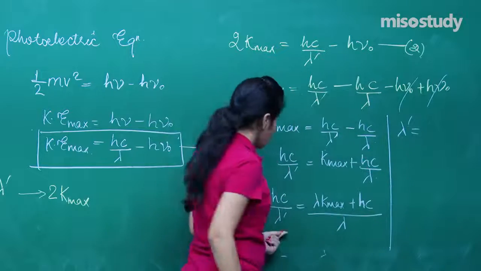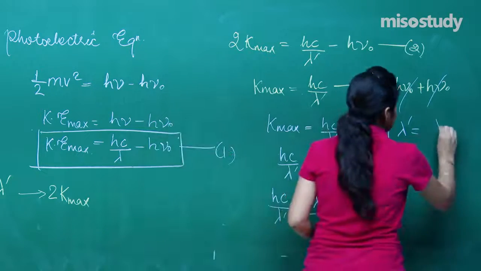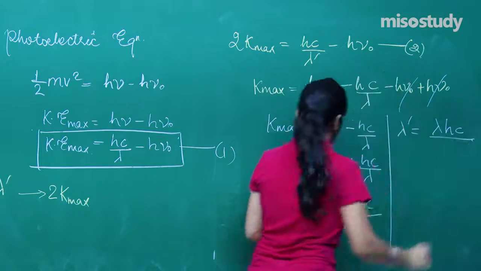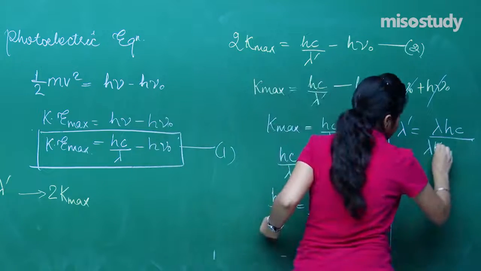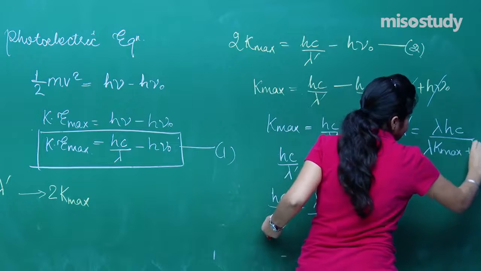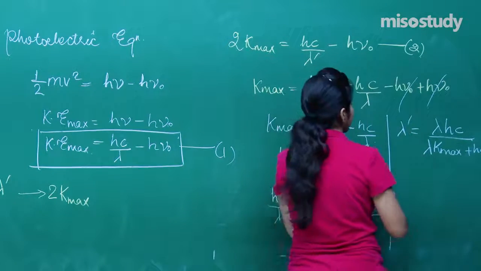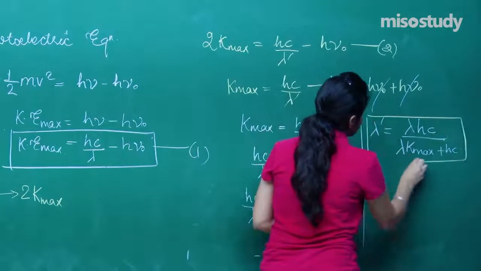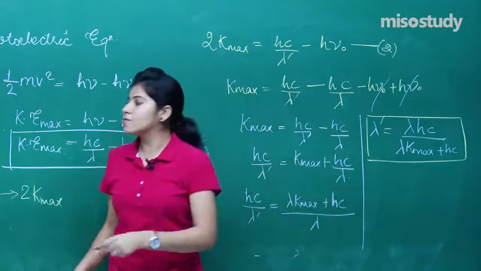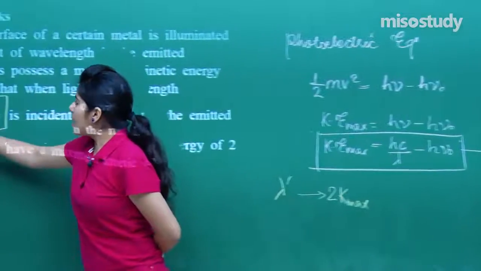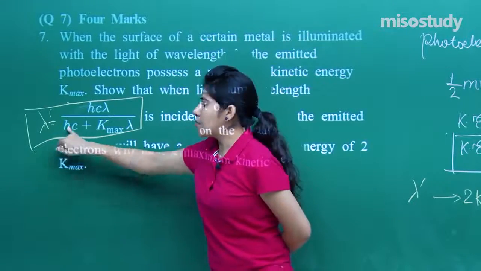Lambda prime will be equal to what? Lambda hc upon lambda Kmax plus hc. We have proved this value. Now we have to check whether this is the same as what has been given or not. Lambda hc upon lambda Kmax plus hc.